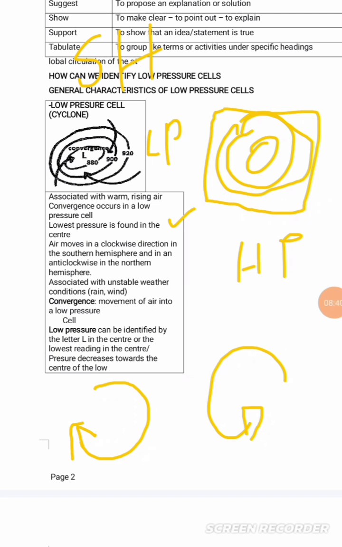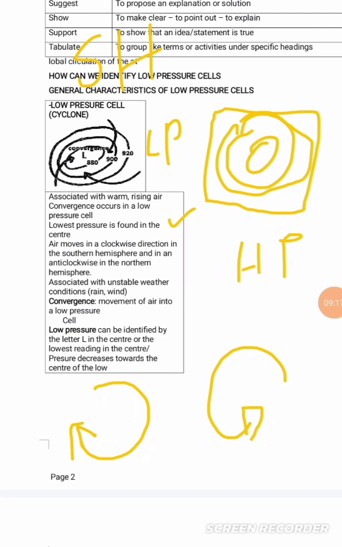So this is the statement I was explaining. Air moves in a clockwise direction in the southern hemisphere and in an anticyclone. Anticyclone means that the rotation, it means this rotation, but here they're referring to the north hemisphere.